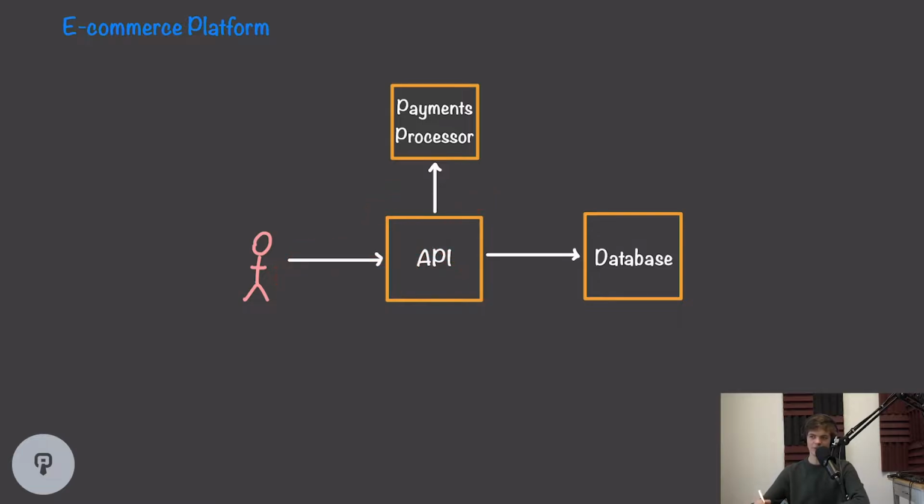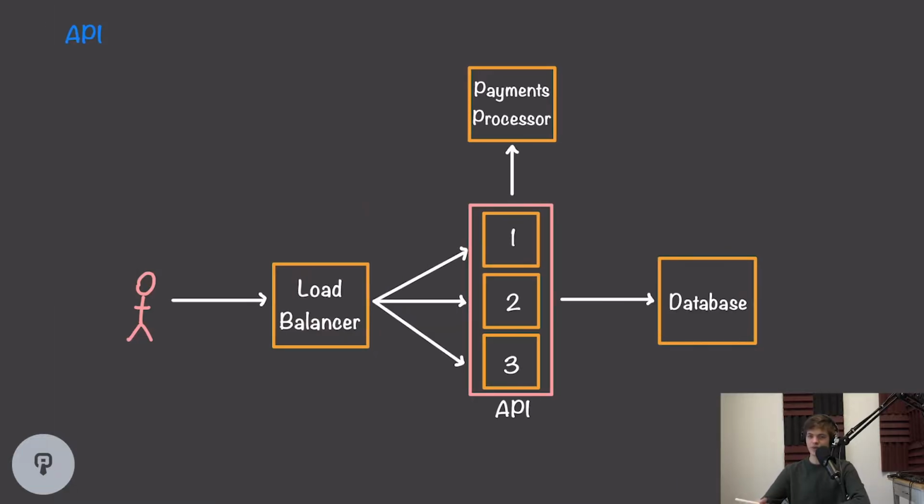So to solve this problem, we're simply going to duplicate our API, so we're now going to have 3 versions of our API that are all running the exact same code. Our API should be a stateless service, meaning that it doesn't really matter which version of the API we're interacting with. All of the inputs and outputs of this API should remain the same.